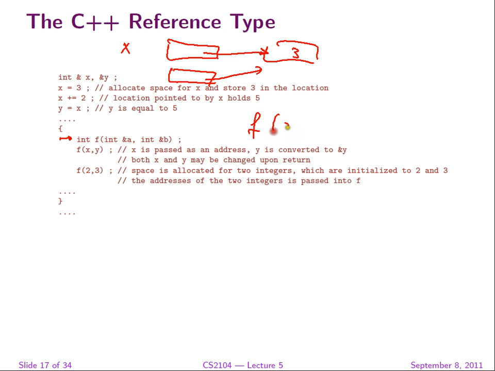So let's say I call f of a, b, and a, b are ints. I have int a, b as a declaration, and a, b have been initialized with something, right? A is automatically converted to its address, b is automatically converted to its address. So whenever I have a function like this, I call it with two int variables. The values of those variables may change after the call. If we call f with two constants, the compiler will automatically allocate space for 2 and 3. So it'll automatically allocate two variables, initialize them with values 2 and 3, and pass the addresses inside f.